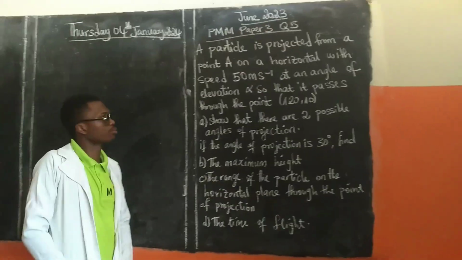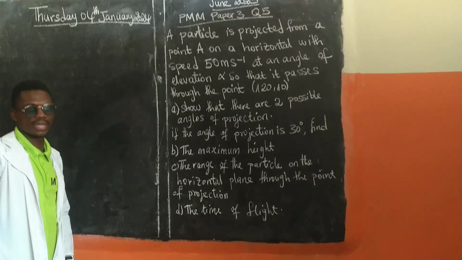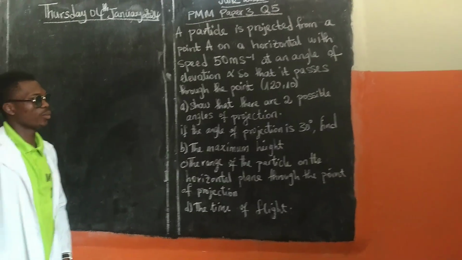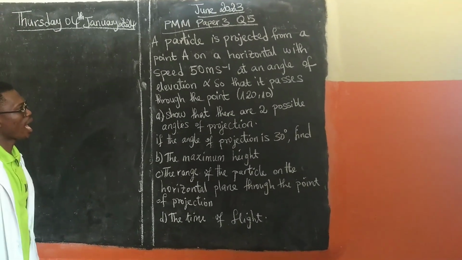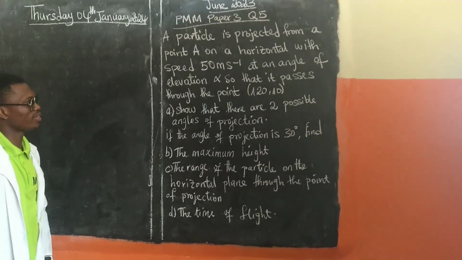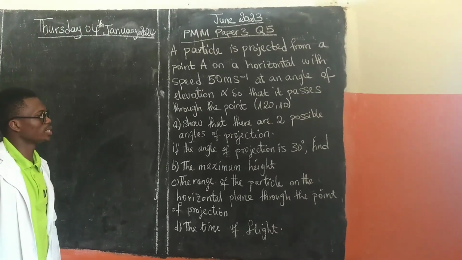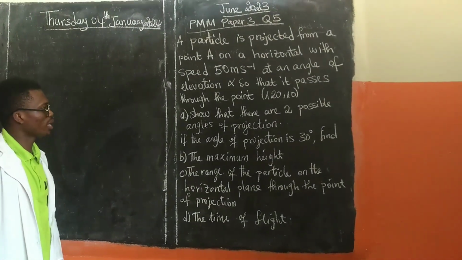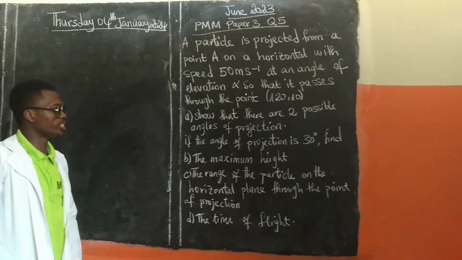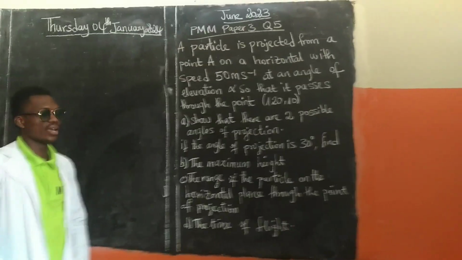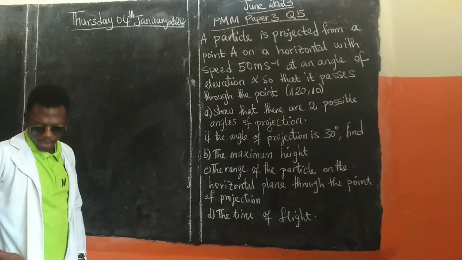I read the question. A particle is projected from a point A on a horizontal with speed 50 meters per second at an angle of elevation alpha, so that it passes through the point (120, 10) from A. Show that there are two possible angles of projection. Alright, let's begin with the solution.